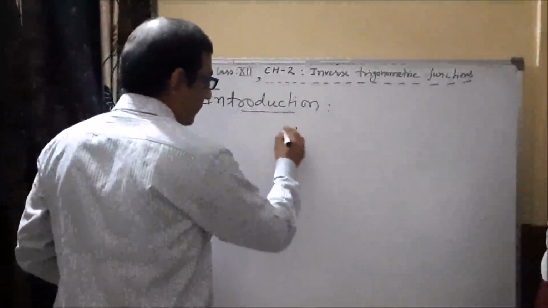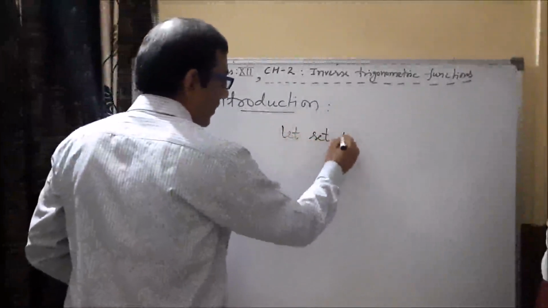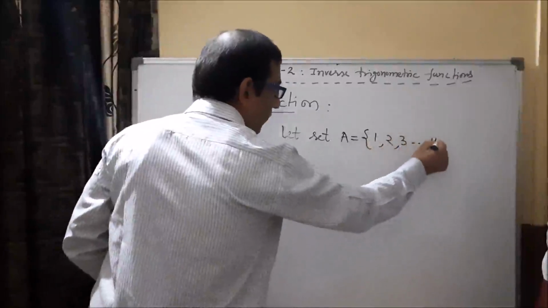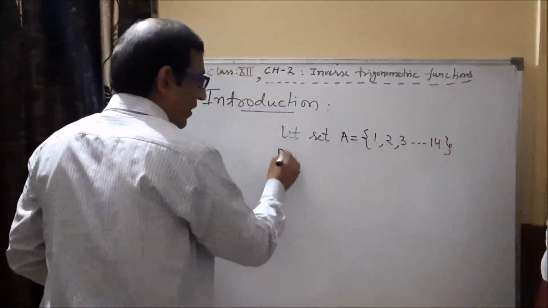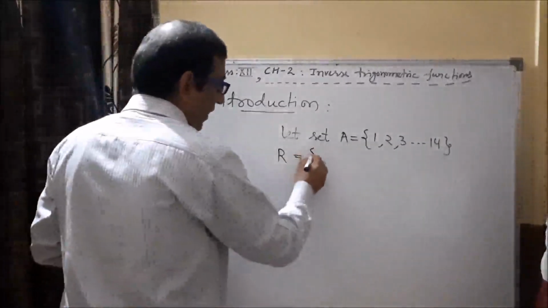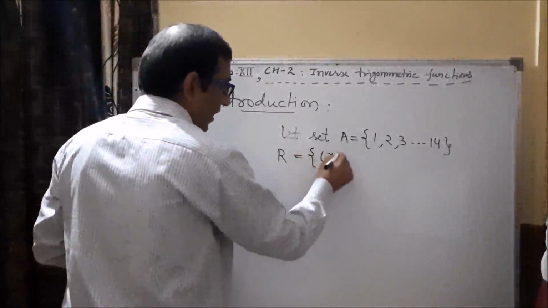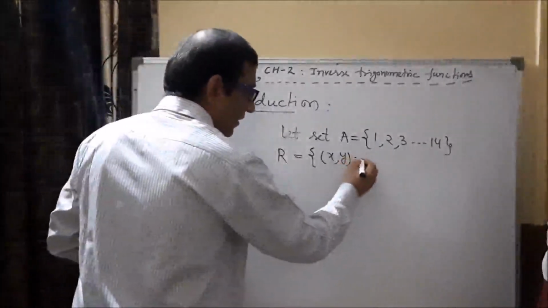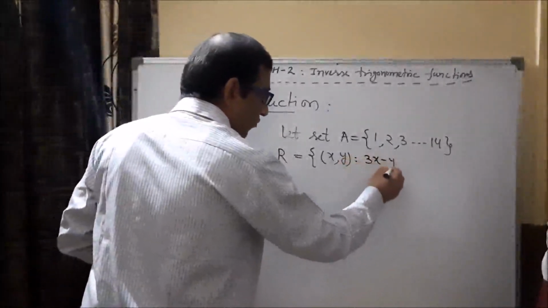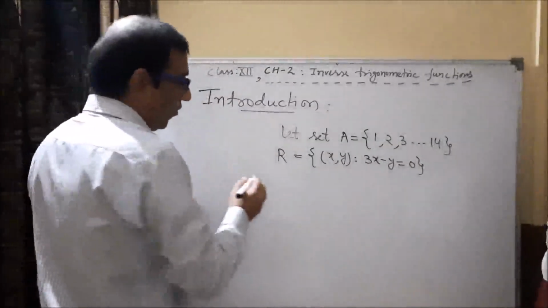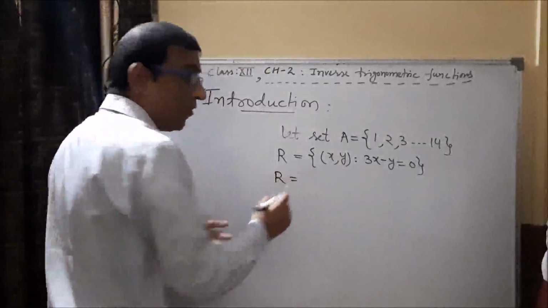So I am taking one example here. Let set A equal 1, 2, 3 up to 14, and I am taking one relation here because a relation is also a type of function. So if I say relation R is equal to (x, y), which is known as an ordered pair, such that 3x minus y equals 0. Okay, so how can we make the relation in the form of ordered pairs?